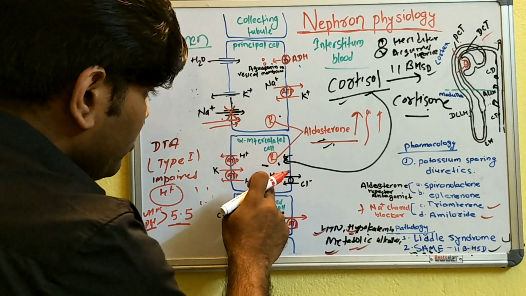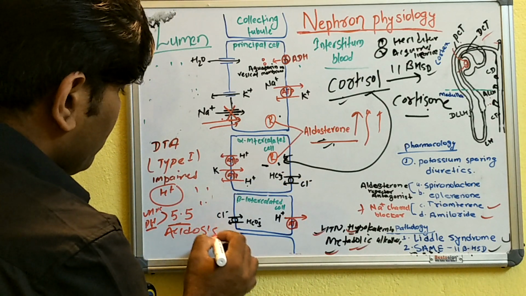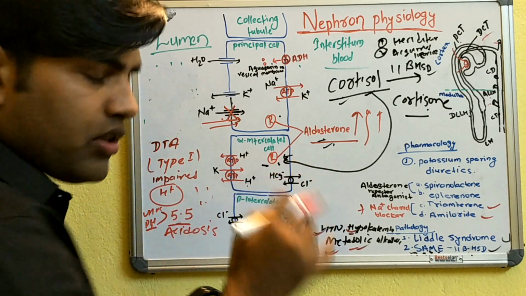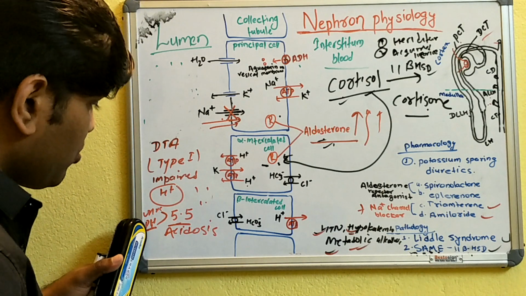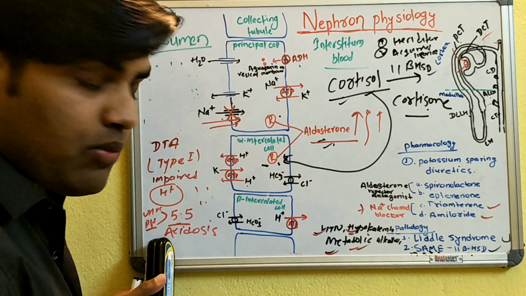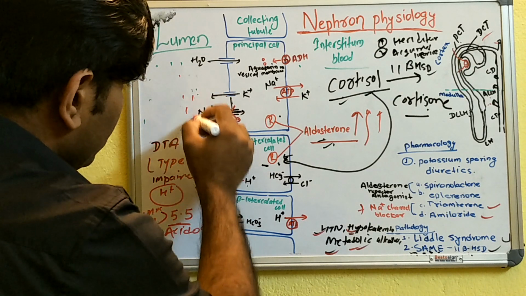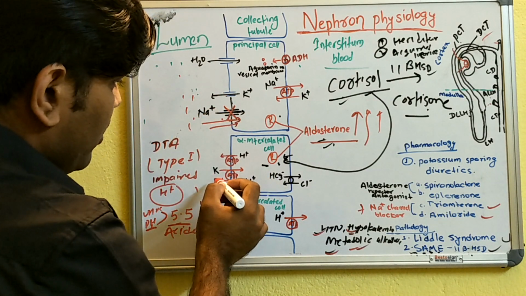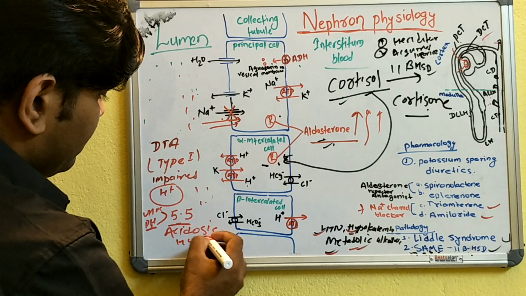Since bicarbonate will not be absorbed, there will be development of acidosis. Even if hydrogen remains inside the body, it will contribute to acidosis. So there will be urine pH more than 5.5, metabolic acidosis, and due to the loss of this, if hydrogen ion is not going out, then potassium will be lost and hypokalemia will occur.